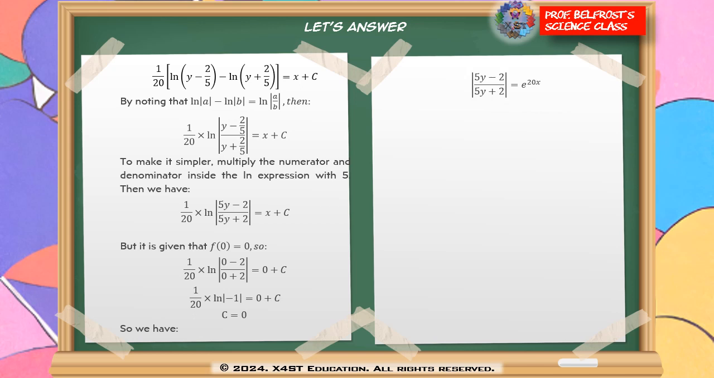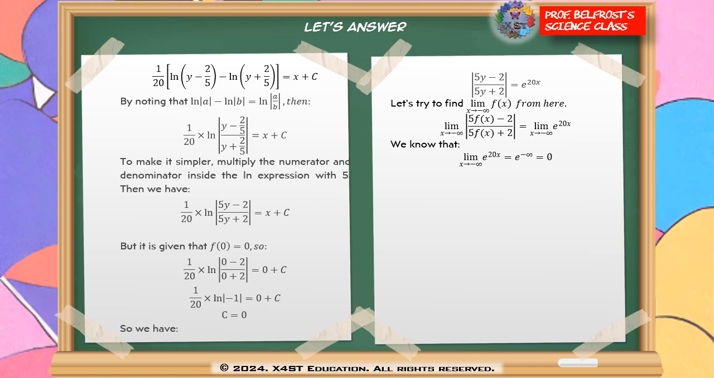And we have a new expression, which is the absolute value of (5y - 2) over (5y + 2) equals the exponent of 20x. Then, because we are about to find the limit of f(x) as x goes to minus infinity, we can write the expression as shown in this slide. But we know that the limit of e to the 20x as x approaches minus infinity is equal to 0. So because of that property, we can rewrite the expression as shown below.